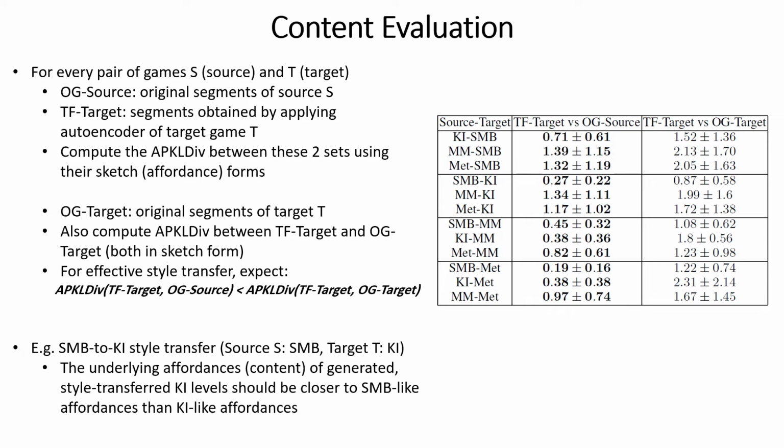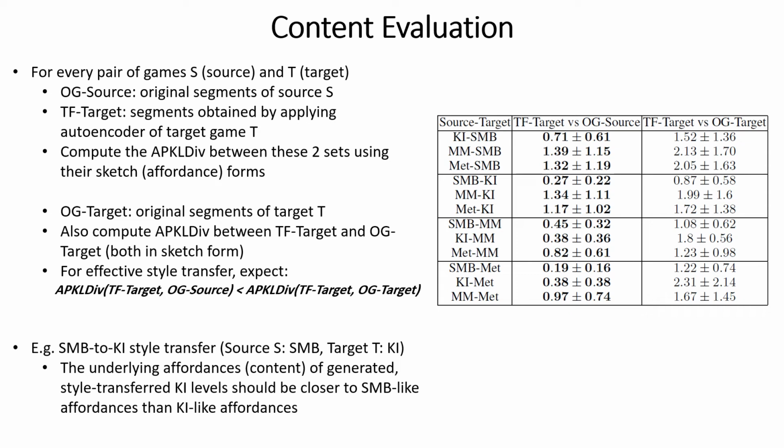The first we refer to as OG source, so these are the original segments of source game S. Then we have the TF target set, which consists of the segments obtained by applying the autoencoder for the target game T on the original segments of S. And we computed the APKL div value between these two sets using their affordance-based representations. And we also consider a third set of segments, which we call OG target, which is just the original segments of the target game T. We also computed the APKL div between the TF target and OG target sets of segments. And for effective style transfer, we would expect the equation shown on this slide to hold true.